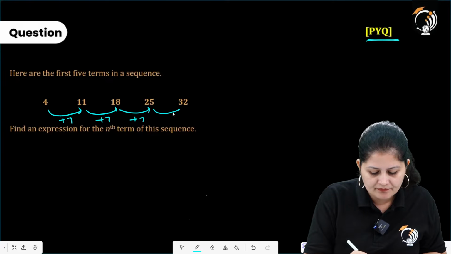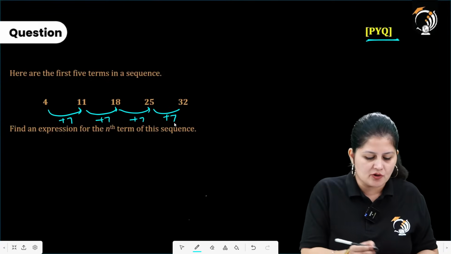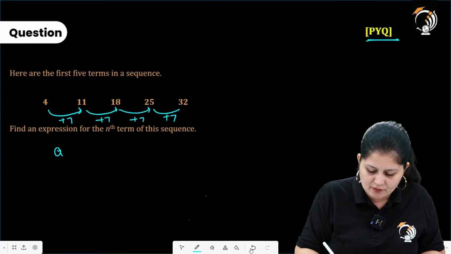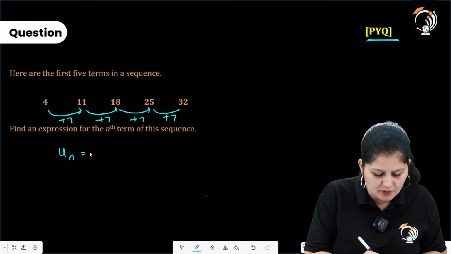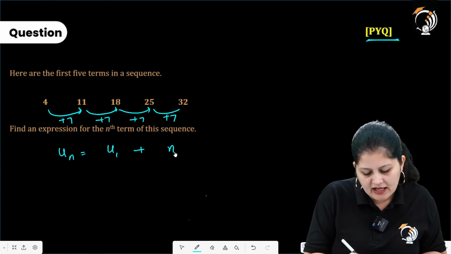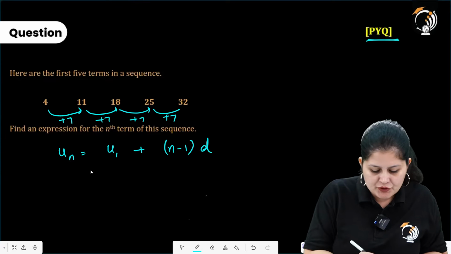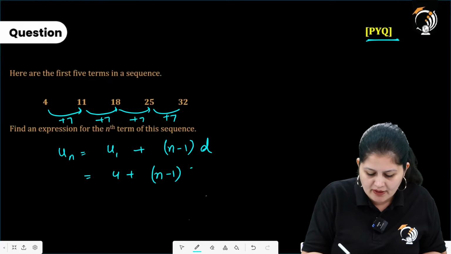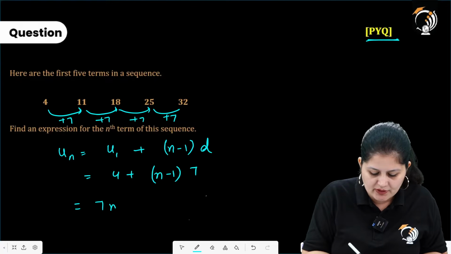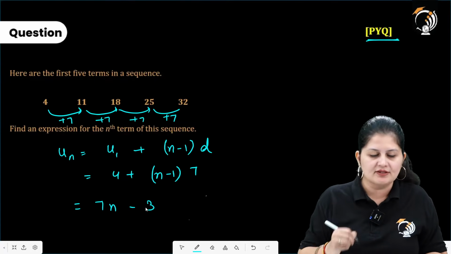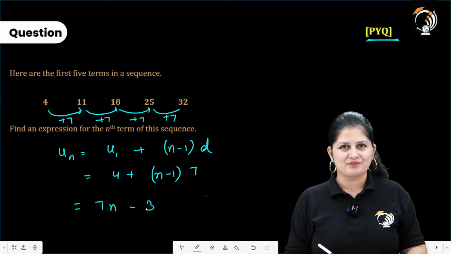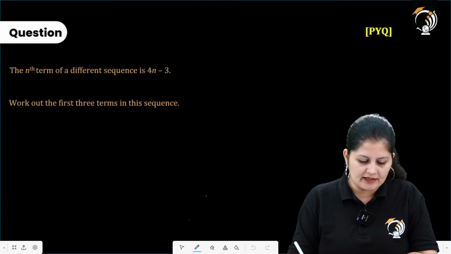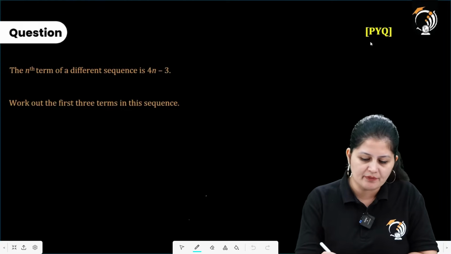Yes. So in order to get the nth term of it, un is u1 plus n minus 1 multiplied with d. The first term here is 4 plus n minus 1 multiplied with the common difference, which is 7. So this is going to be 7n minus 3. Is that clear? Yes. Now, moving to the next question, which is again a previous year question.